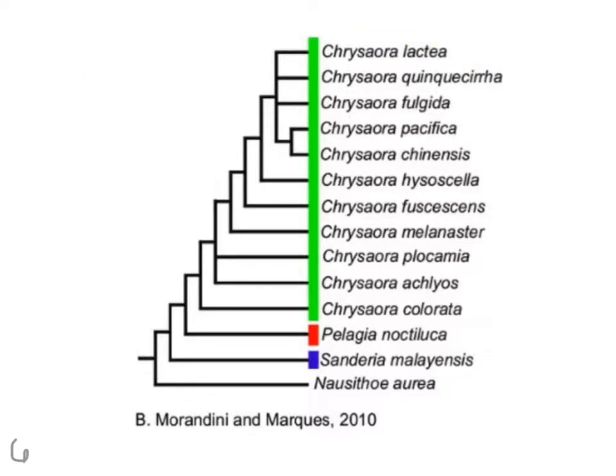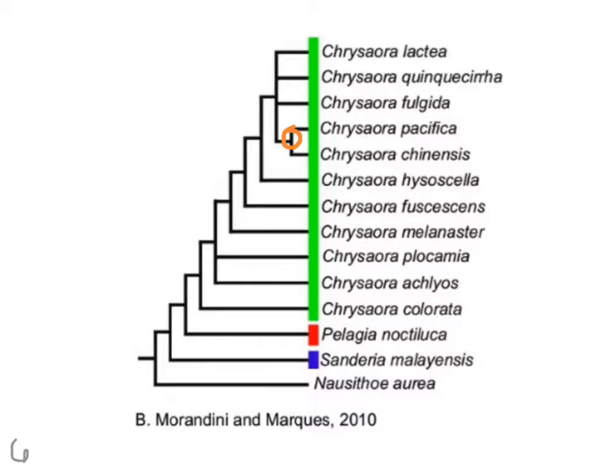So let's practice. Find and mark the common ancestor of Chrysora chinensis and Chrysora pacifica. Pardon my butchering of the Latin names. You paused? Did you find it? Okay. Did you mark that? That's their common ancestor.